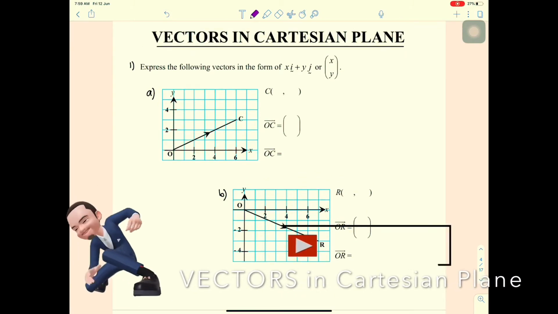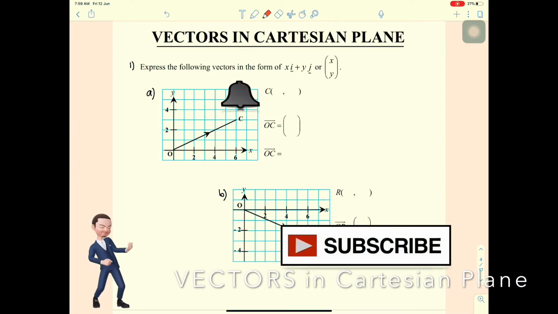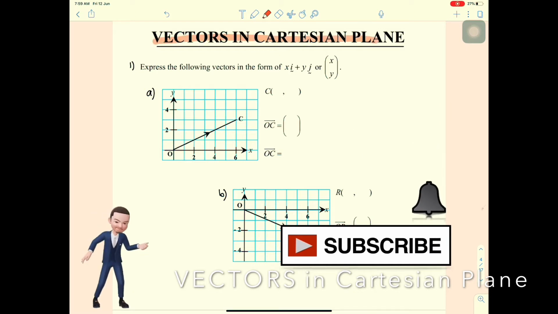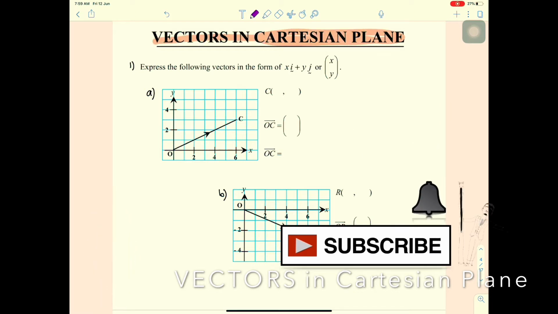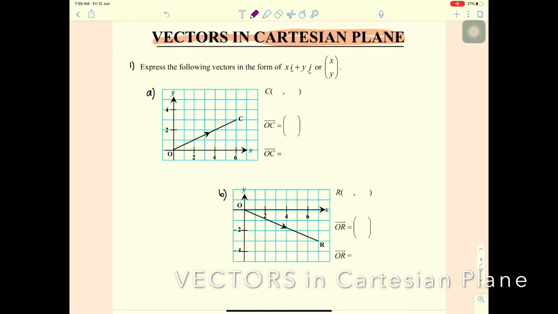Let's continue with a new subtopic in vectors: vectors in the Cartesian plane. Let's go straight to the example. Example 1: express the following vector in the form xi plus yj or in matrix form (x, y). Here x means the coordinate on the x-axis, and y means the coordinate on the y-axis. Let's look at A.